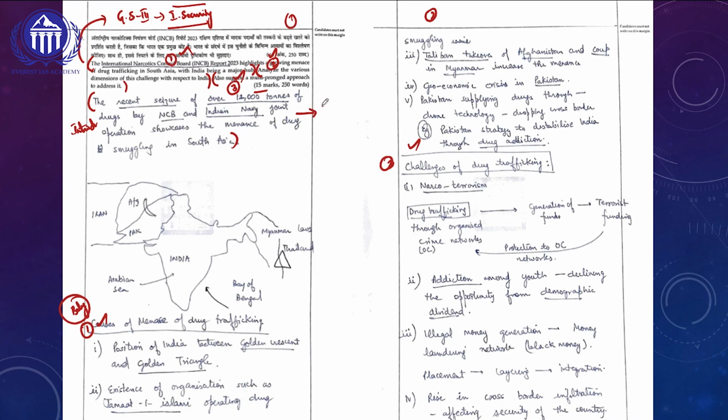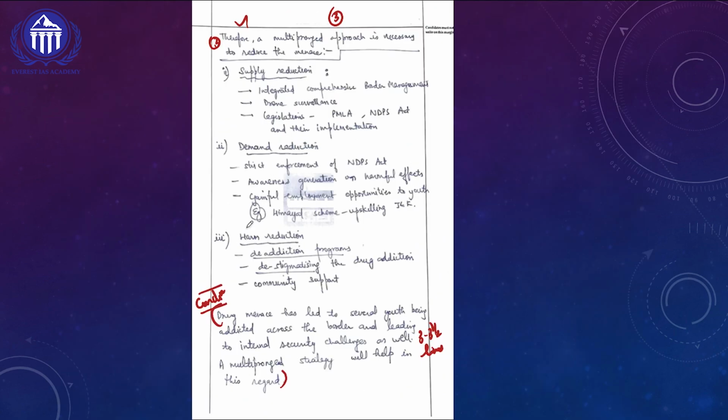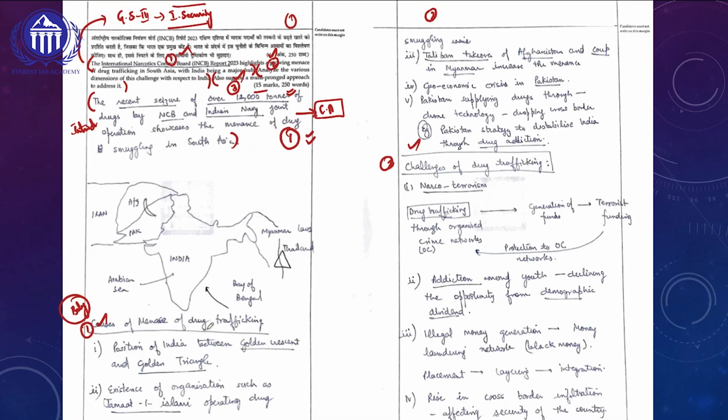In the introduction, he has started with a current affairs based approach, and that too with proper data from current affairs. This is going to be an eye-catching moment for the examiner to award a maximum of 1 mark. And if you look at his conclusion here, it is more conventional, because he's talking about how the drug menace has led to several youth being addicted and is leading to an internal security challenge, and a multi-pronged strategy will be required. All this is a traditional approach without adding any current affairs linkage. So he'll be getting only half a mark for his conclusion.